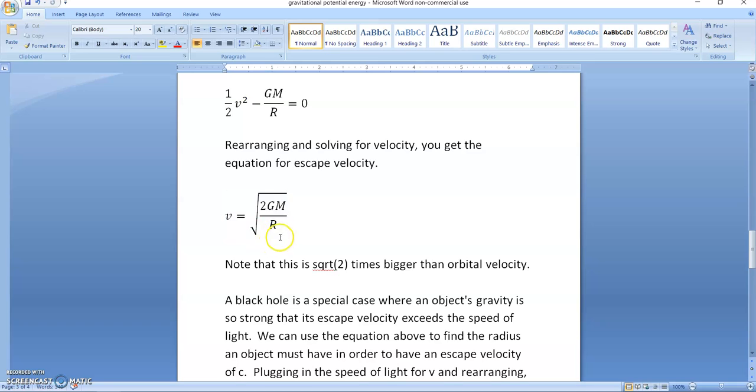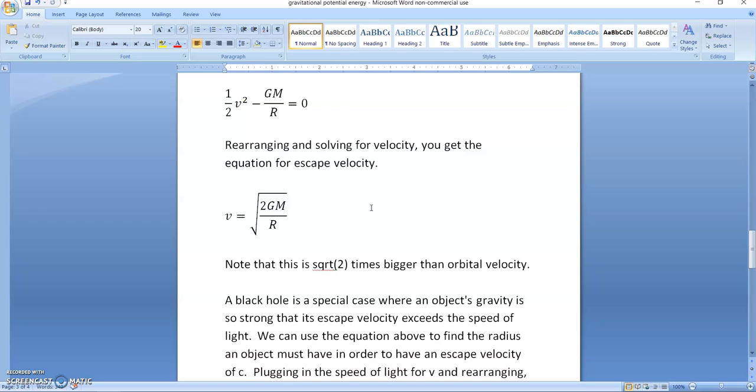So plug in the value of G, the mass of the Earth, and the radius of the Earth if you're launching from the surface. If you're launching from some height above the surface, the radius is going to be the radius of Earth plus that height. But let's just talk about from the surface of the Earth, because that's usually what we do. We can plug in the mass of the Earth and the radius of the Earth and find the escape velocity, how fast you have to be going in order to escape Earth.